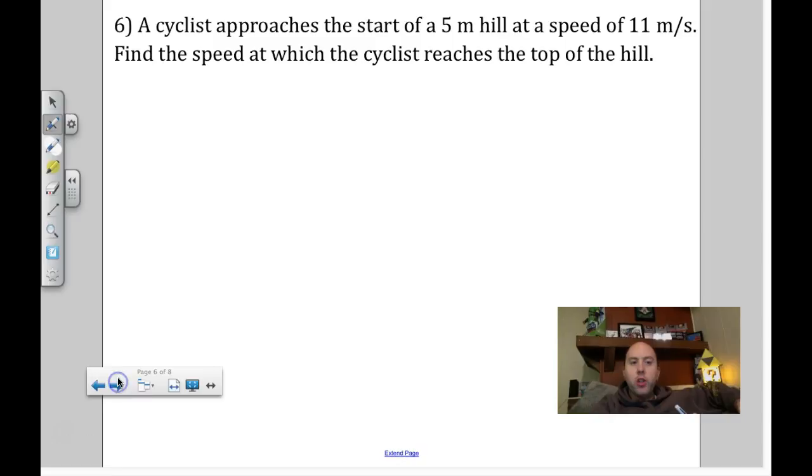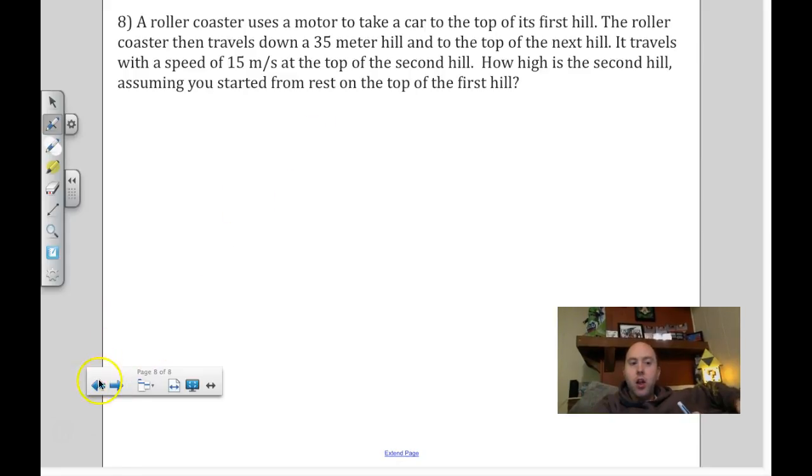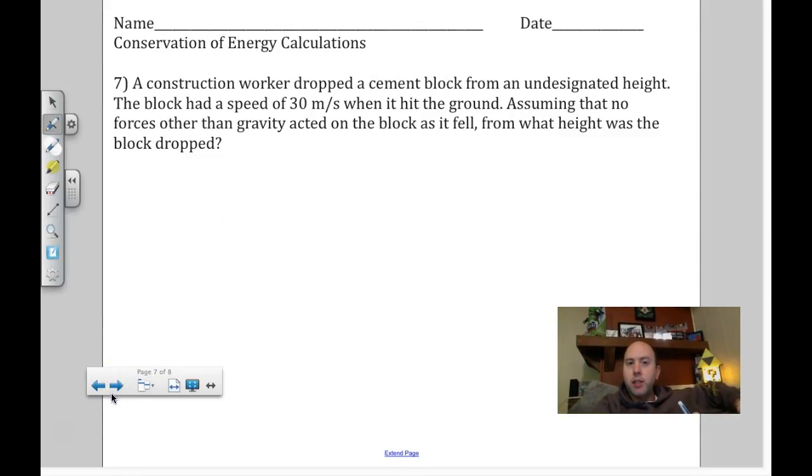FYI, I want you to rip off the very last page, which has questions 7 and 8. Those are your homework questions. I expect to see those Wednesday when I come back. So turn those in Wednesday.